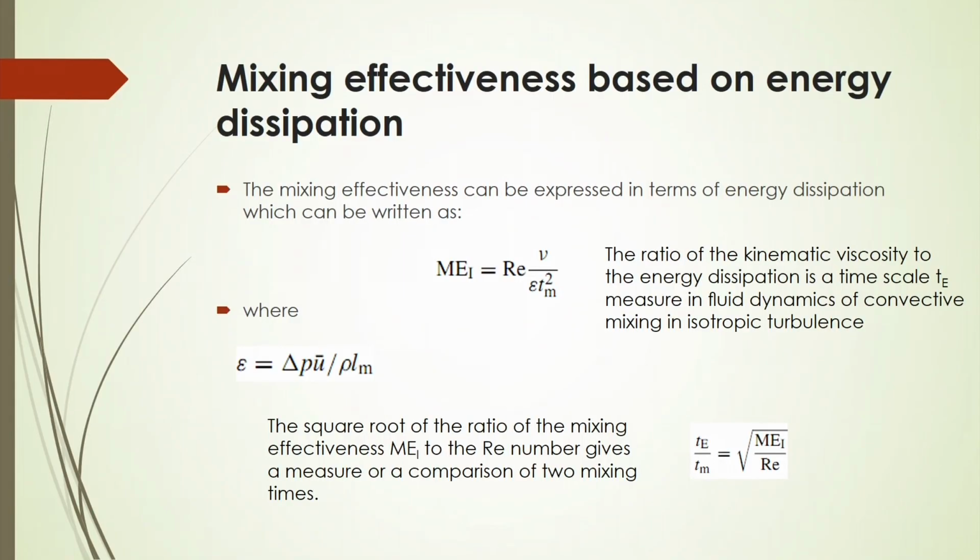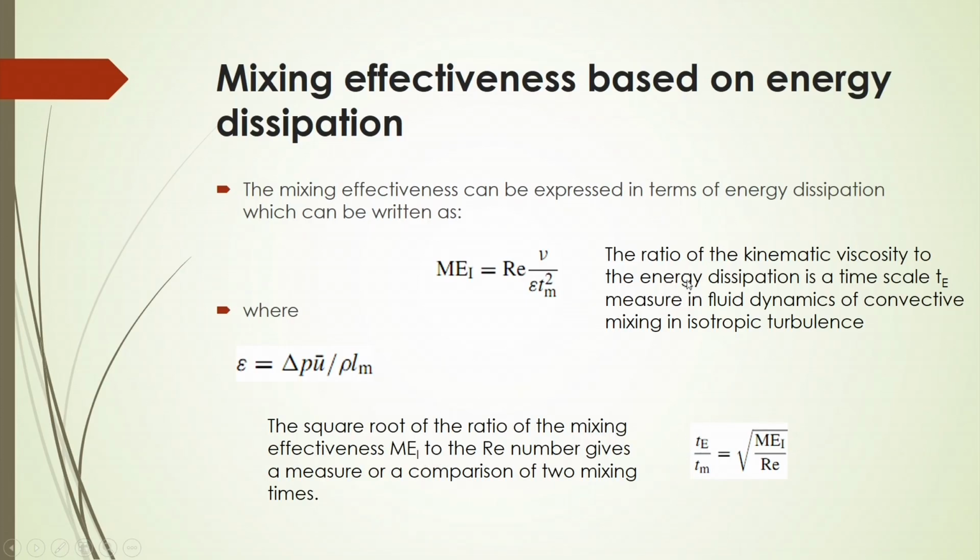And mixing effectiveness can also be expressed in terms of energy dissipation, like here by this equation. Energy dissipation depends on the pressure drop. This pressure drop will tell you the energy dissipation through the channel, and once you know that, you can easily calculate this, where nu is the kinematic viscosity, epsilon is the energy dissipation, Tm is the mixing time, and R is the Reynolds number.